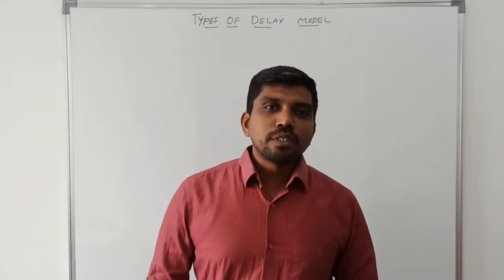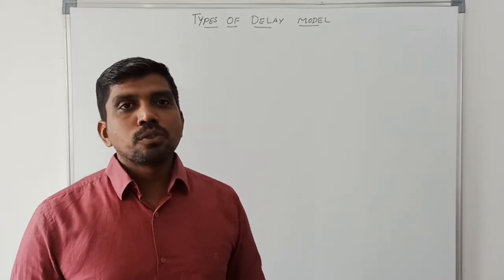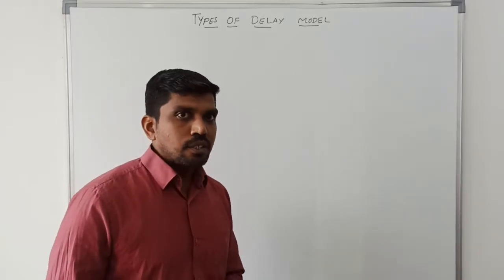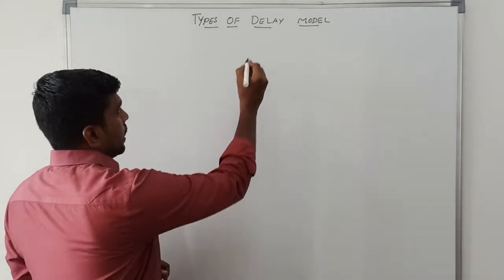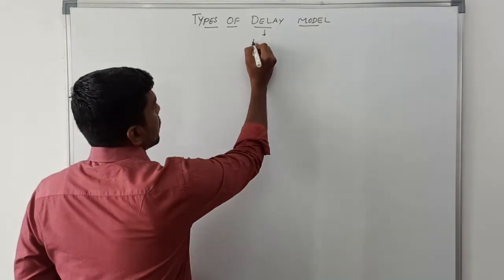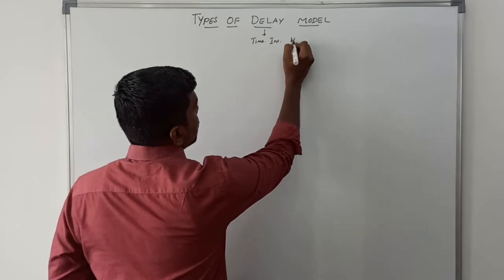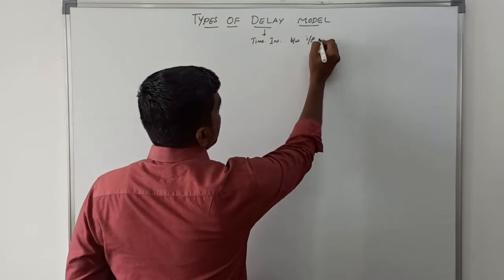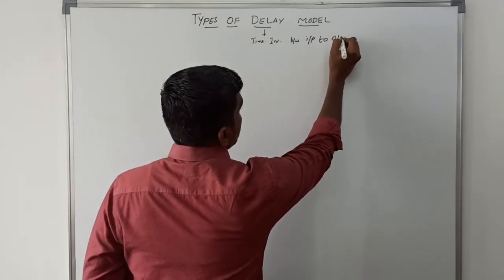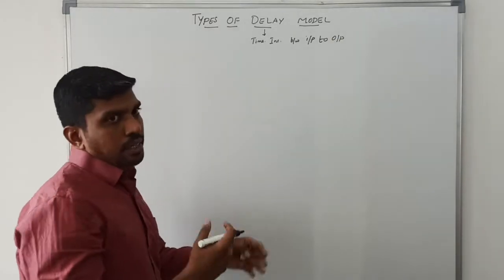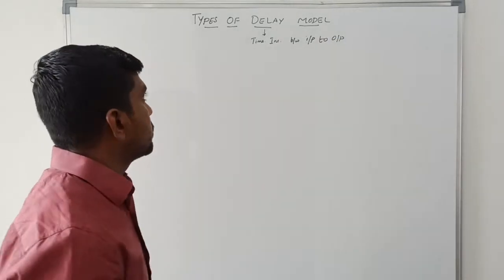Today's session I am going to discuss types of delay model. This topic comes under Verilog HDL. So what is delay? Delay in the sense is the time interval between input and output. How much time it will take, that's called a delay.